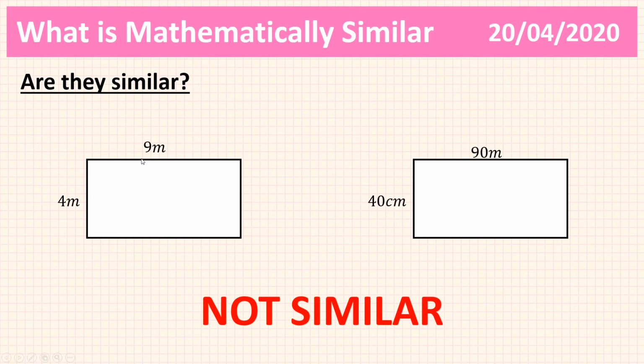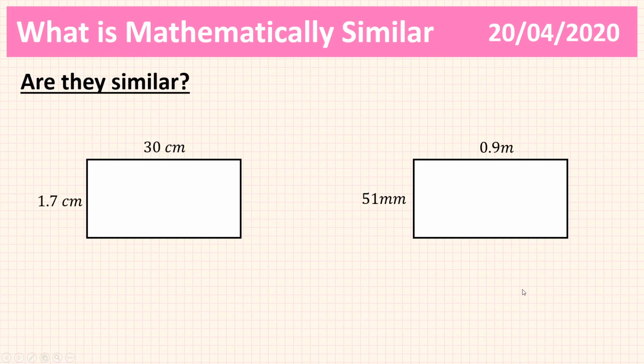Although the numbers look like they've been increased by 10, we need to make sure we look at the units of measure. So this is in meters and this is in meters. This is in meters, so I've multiplied it by 10, but this is in centimeters. So because there's a change in the unit of measure, all of a sudden, this hasn't been multiplied by 10. It's actually been divided by 10. So these two shapes would not be similar at all.